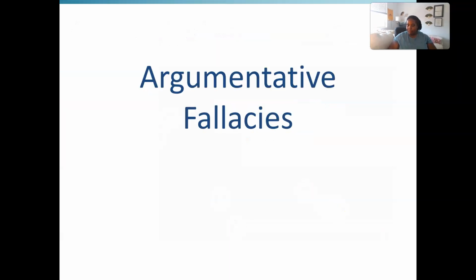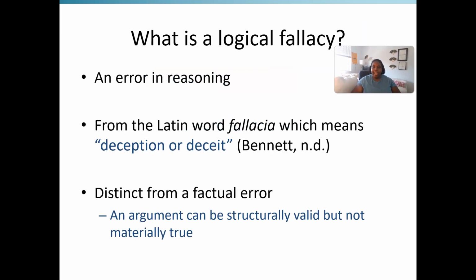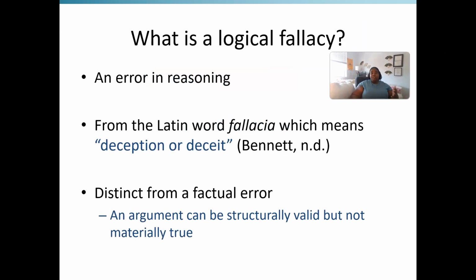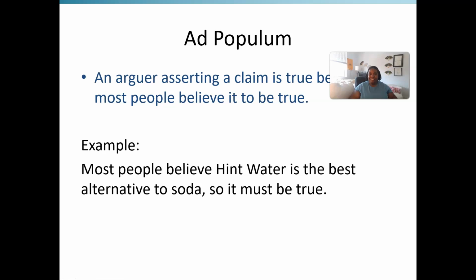So again, we're talking about argumentative fallacies, and a fallacy is just an error in reasoning. When we think about the building blocks of an argument, we have our claim, we have our grounds, or evidence, and we have our warrant, coming together to make a complete argument. So it might be structurally valid, but not materially true. Let's go ahead and talk about different argumentative fallacies together.